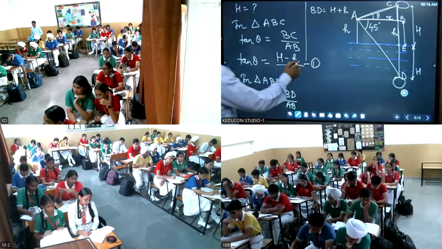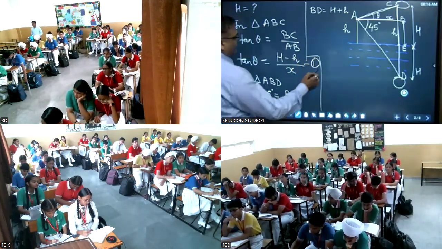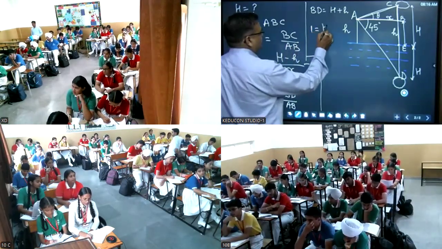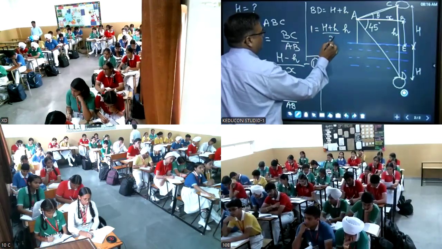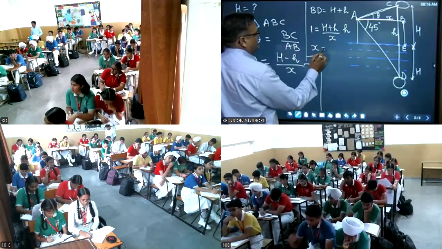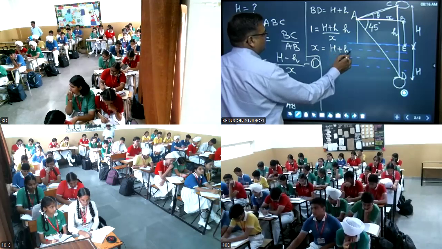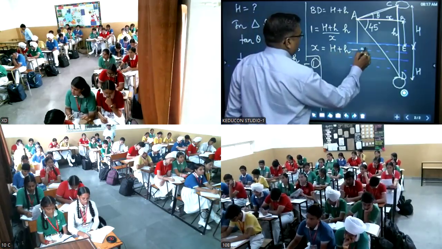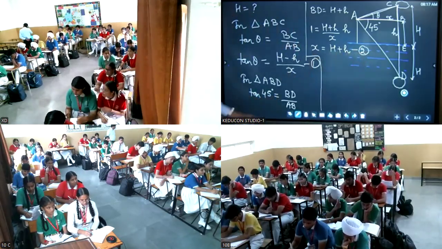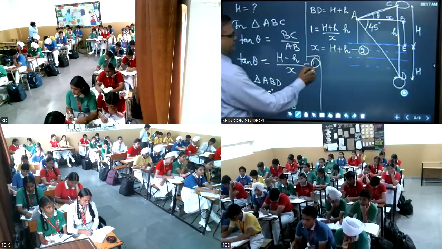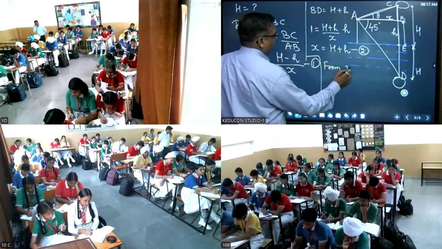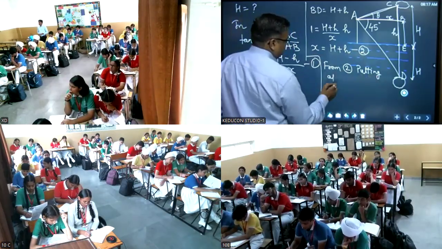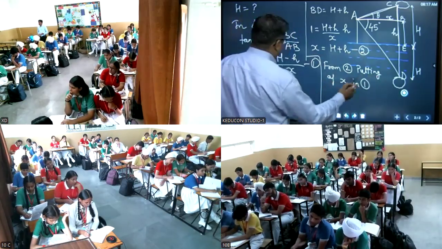So from here, when you solve this, tan 45 is 1. And what is the value of BD? We have taken H plus h, upon X. So from here, the value of X is H plus h. Yes. Now let's say this is equation 2. From equation 2, put the value of X in equation 1. From 2, putting the value of X in equation 1. So what will it become, bachcho?